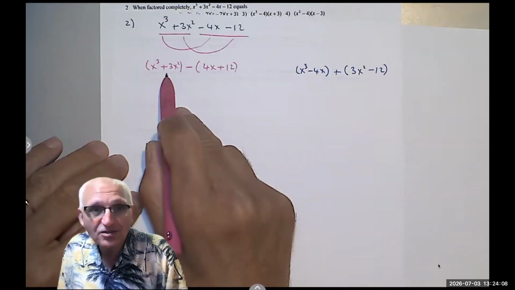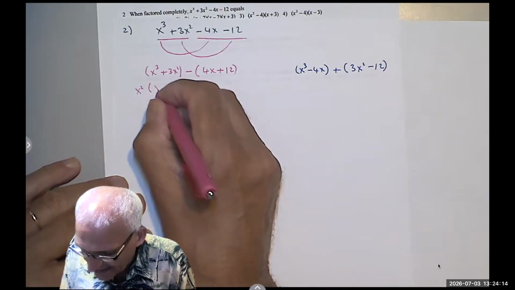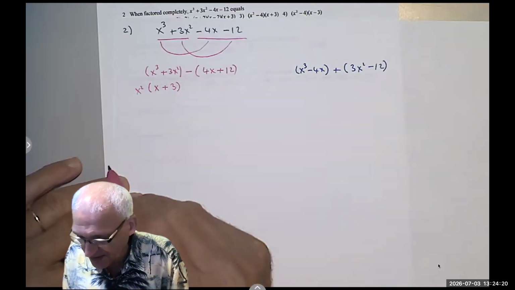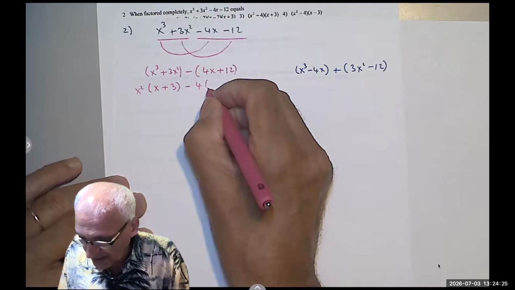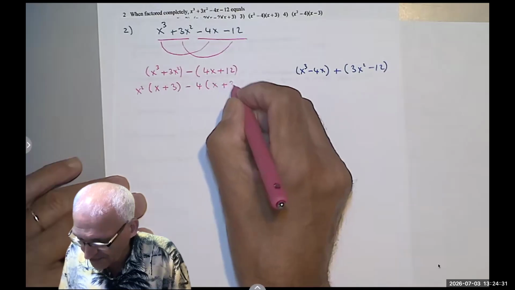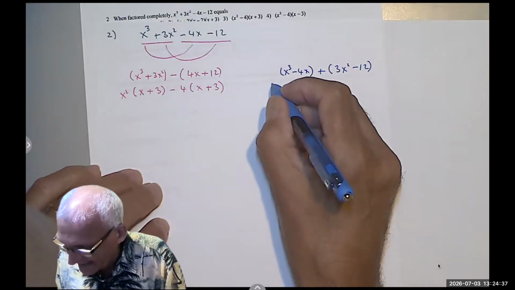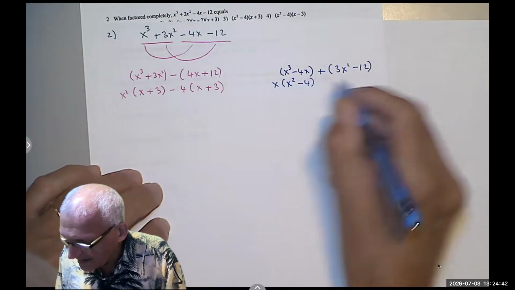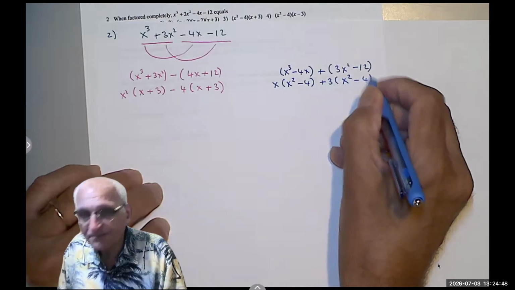Here, what I can factor from the first pair of parentheses is the x squared, which leaves me with x plus 3, right? Dividing by x squared, you get x. Dividing by x squared, you get 3. Here, you can factor out the 4. Dividing 4x by 4, you get x. Dividing 12 by 4, you get positive 3. If you come here, I can only factor x from the first one, and that leaves me with x squared minus 4. And then I can factor only 3, which leaves me with x squared minus 4.